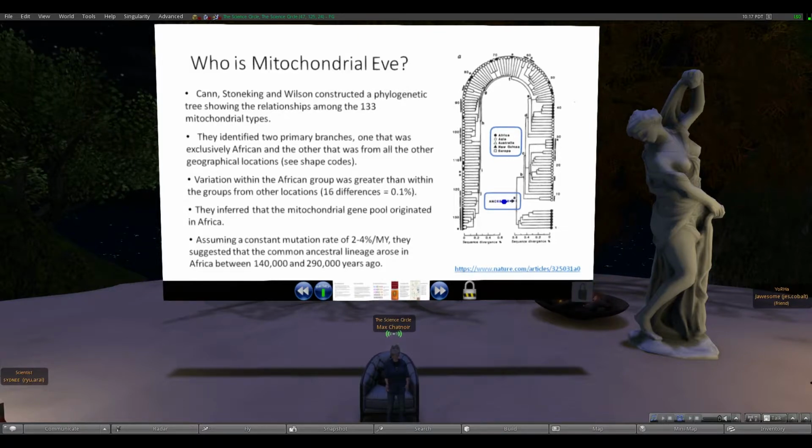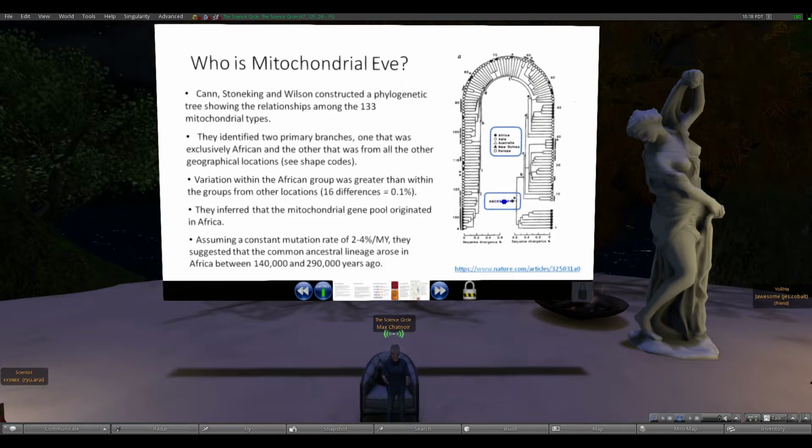So based on the assumption that there was a mutation rate somewhere between 2 and 4% per million years, they calculated that the mother of all mitochondria arose in Africa between 140,000 and 209,000 years ago.